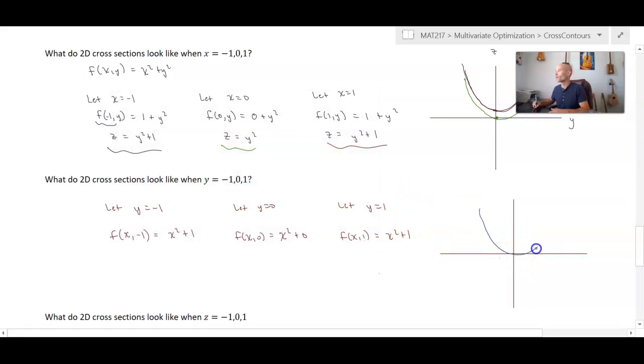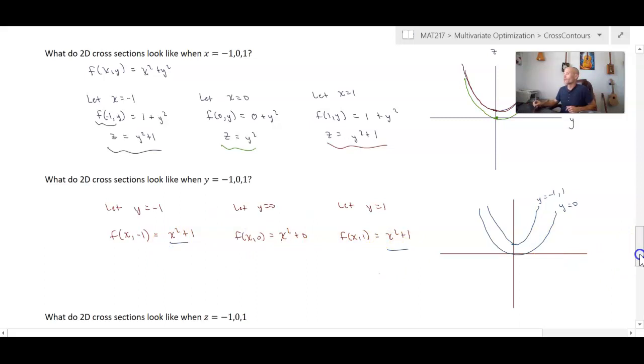This will be for y equals 0. And then we'll have another parabola here. It's the same parabola. This will be both for y equals negative 1 and for y equals 1. So it's going to be the exact same parabola in both cases.